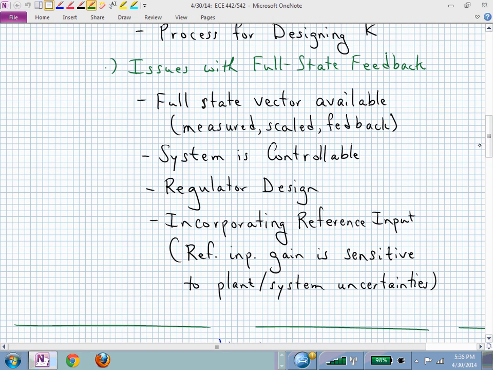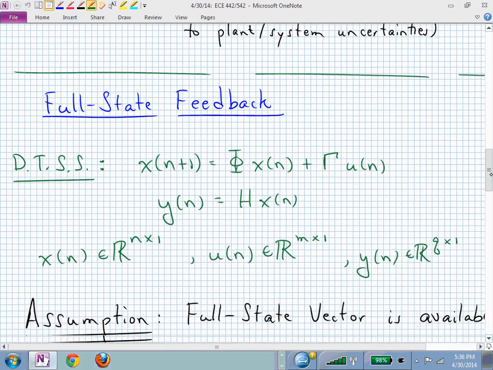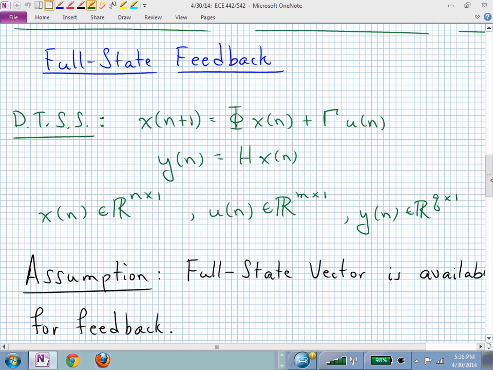We're starting with the regulator design, and that will hopefully be explained later, and what it means to introduce or incorporate a reference input signal into our system. All of those, I hope, will become clear as we work through today's class. Here's what we talked about last time.